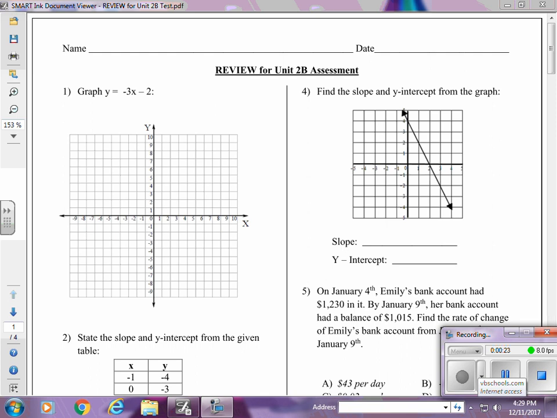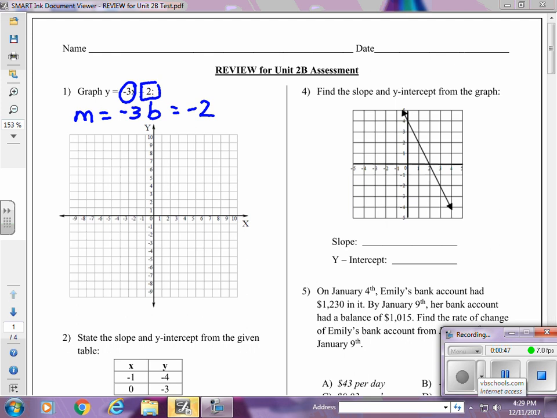You can do the quick and easiest way, which is to identify the m and the b and graph your points from there, or you can make a table if that works better for you. It is a personal preference at this point. So if you're going to use the m and the b, the m stands for slope, and your slope is negative 3. Remember, it's the number in front of the x. The b is the number behind the x or by itself, which would be the negative 2.